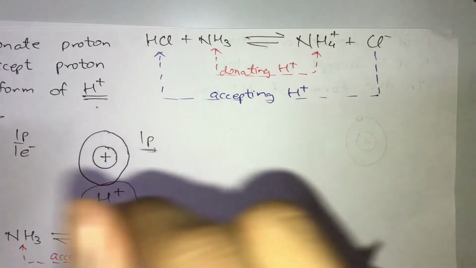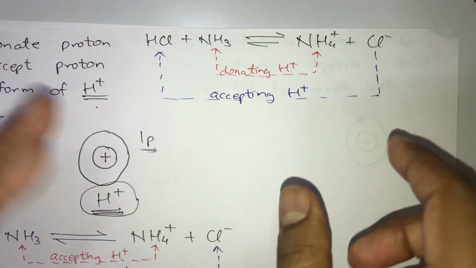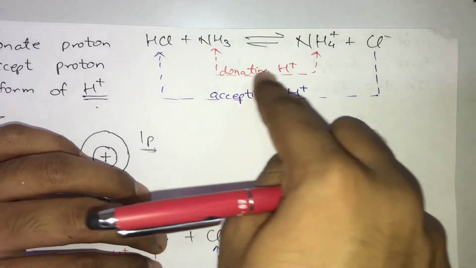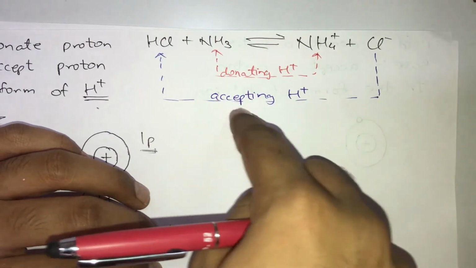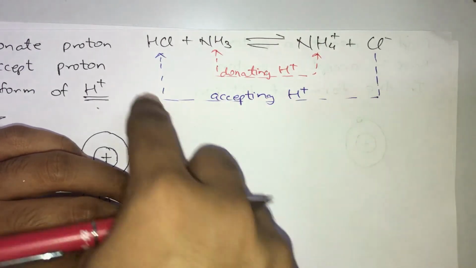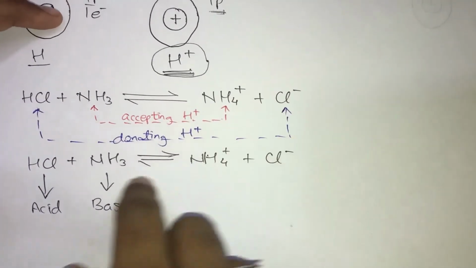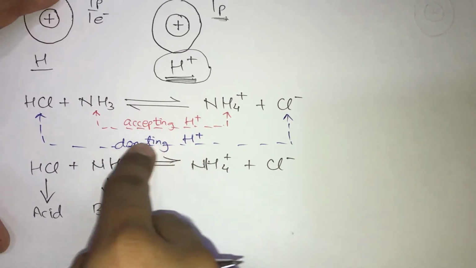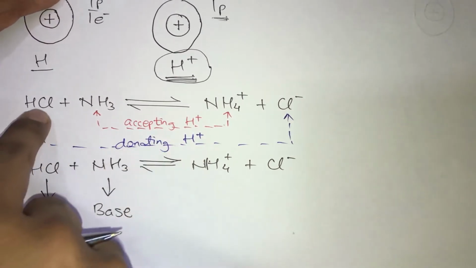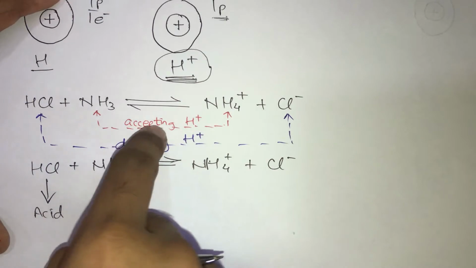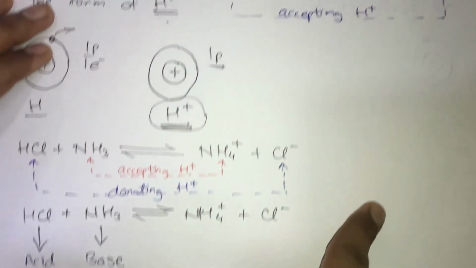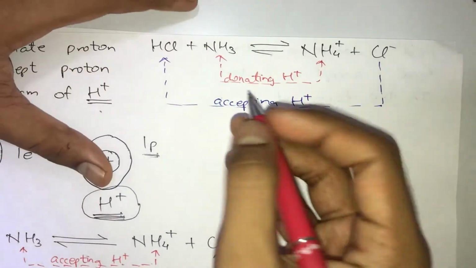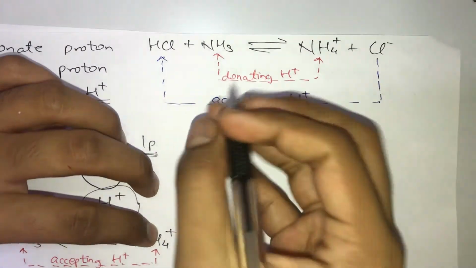So here can I say that the H plus ion donated by this NH4 plus is accepted by this Cl minus? Similarly, here also the H plus ion donated by HCl is accepted by NH3. Now here let me write this equation once again.